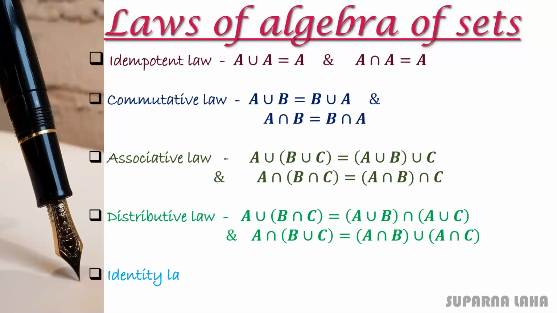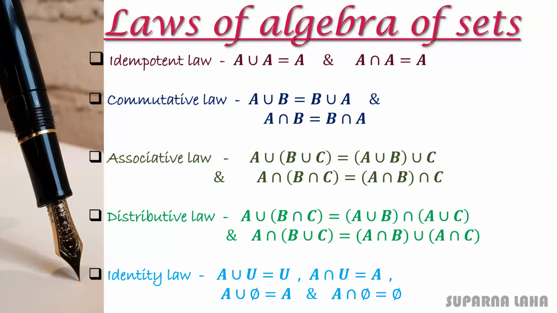And last is the identity law, that is whenever you are taking union with the universal set of any set, it will give you the universal set, and if you are taking intersection, it will give you the set itself, that is A intersection the universal set U is equal to A. And if you are taking union with phi, that will give you A, and if you take intersection with phi, that will give you phi.